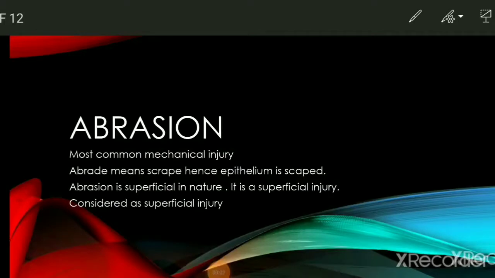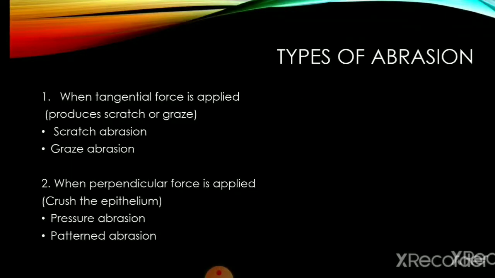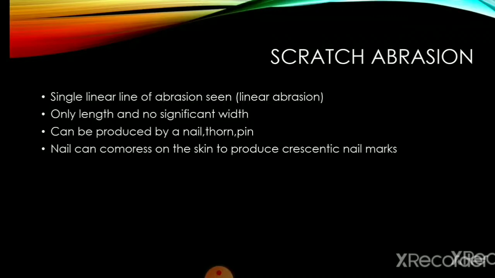So let us make a quick summary of what we have discussed so far. Abrasion is the most common mechanical injury. It is considered a superficial injury. In abrasion, only the epidermis gets injured, and hence there is no scar formation and no bleeding. Types of abrasion: when tangential force is applied, scratch abrasion and graze abrasion; when perpendicular force is applied, pressure abrasion and pattern abrasion. Scratch abrasion has only length and no significant width.